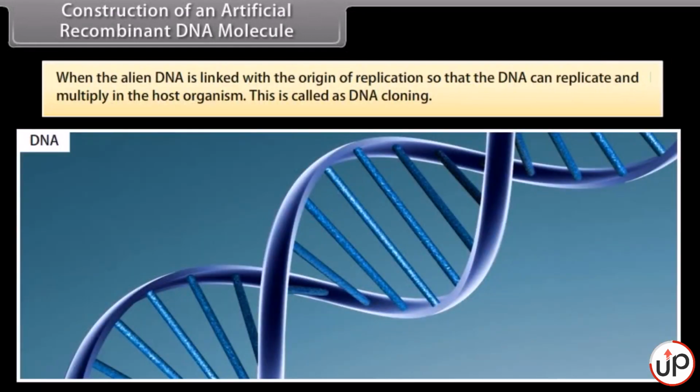Construction of an artificial recombinant DNA molecule. When the alien DNA is linked with the origin of replication so that the DNA can replicate and multiply in the host organism, this is called as DNA cloning.